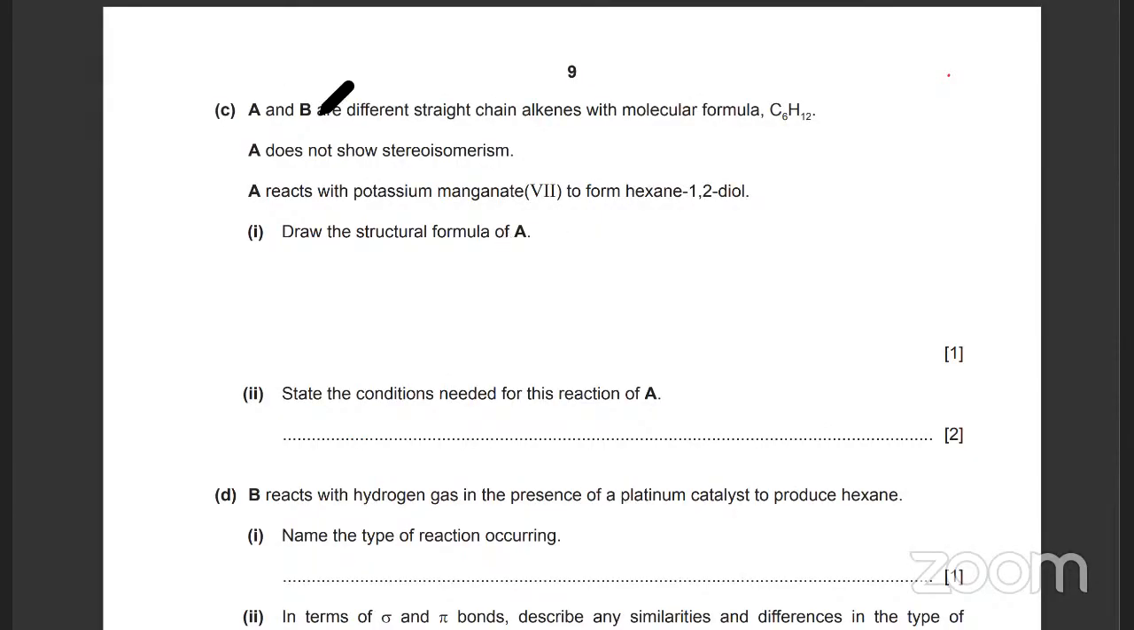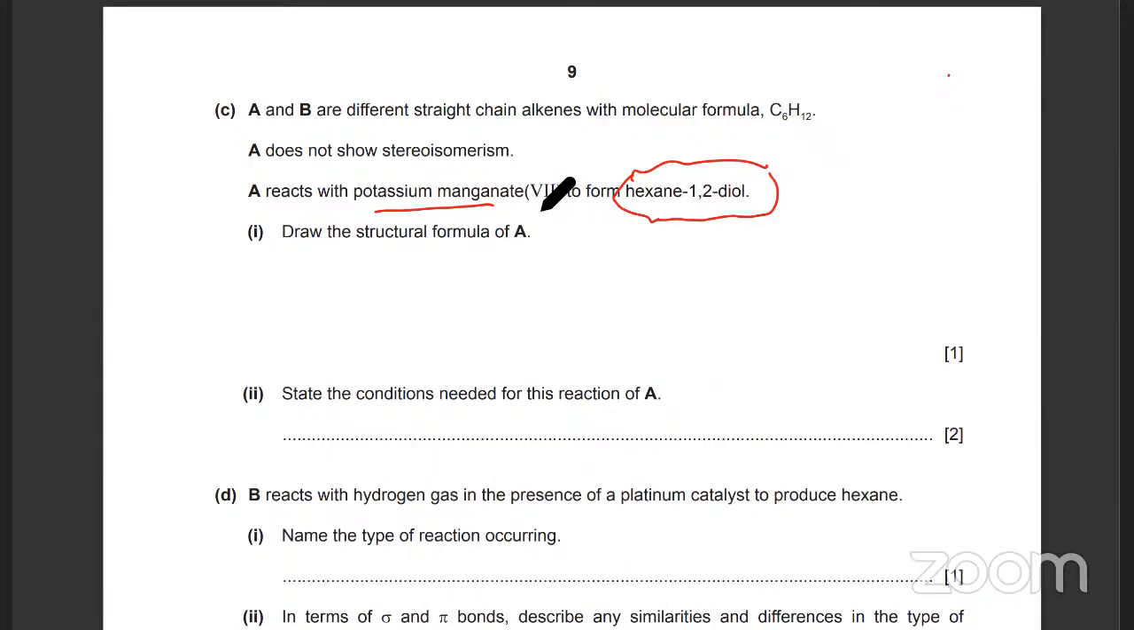As the next one, you've got A and B are different straight chain alkenes with molecular formula C6H12. A does not show stereoisomerism. A reacts with potassium manganate(VII) to form hexane-1,2-diol. So starting with hexane-1,2-diol, we can do everything in reverse. When do diols form?